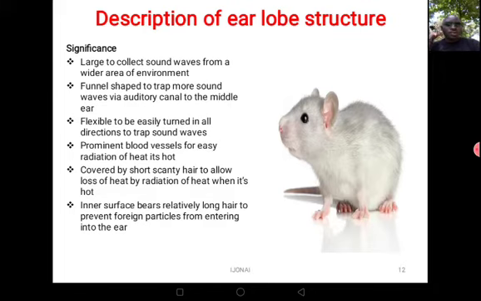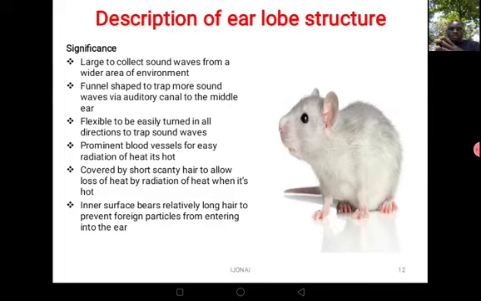And then they are flexible to be easily turned in all directions to trap sound waves. And then the prominent blood vessels for easy radiation of heat when it is hot, to lose heat easily. And then they are covered with the short scanty hair to allow loss of heat by radiation when it is hot. And then the inner surface bears a relatively longer hair to prevent the foreign particles from entering into the inner ear, which is more delicate.